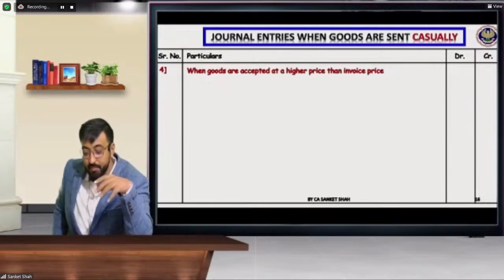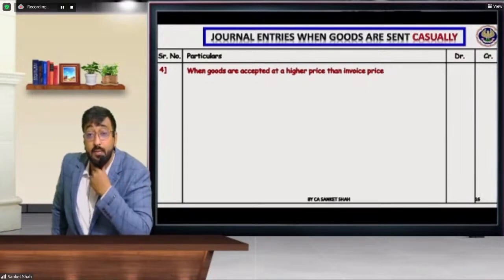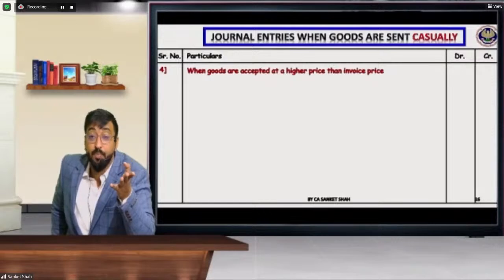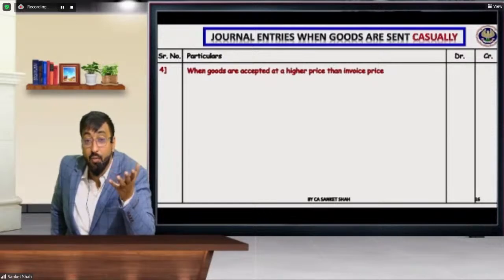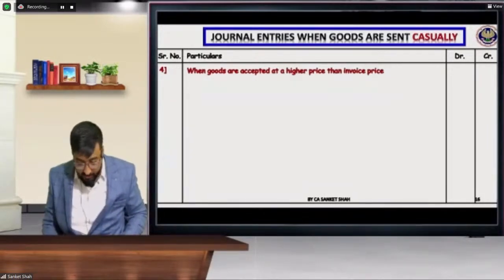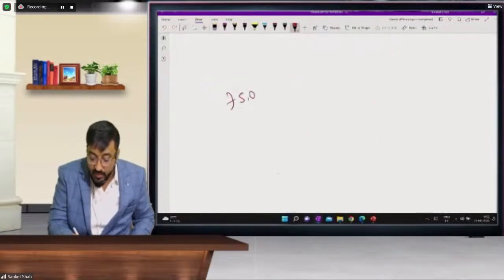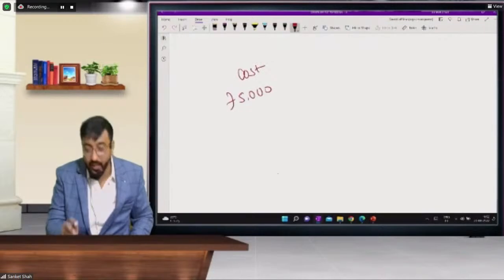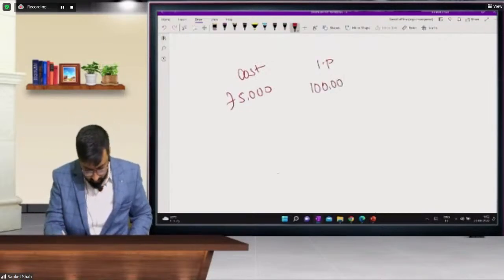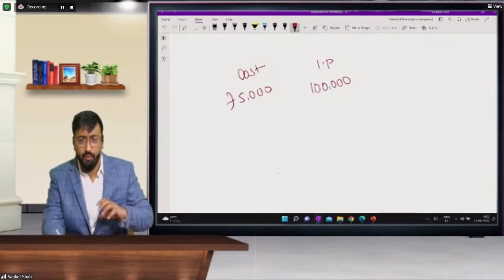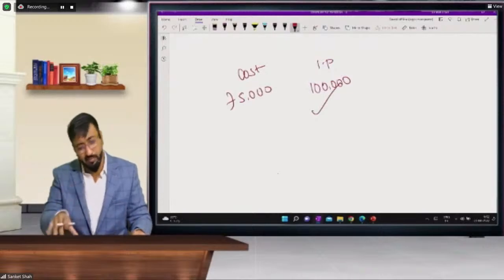When goods are accepted at higher price than the invoice price, sir. I will give you an example so it will be easy for you. Suppose goods are costing me 75,000. Hypothetical example. Invoice price 1 lakh. So when I pass entry in my books, I passed it at 1 lakh. I thought customer will take it at 1 lakh.